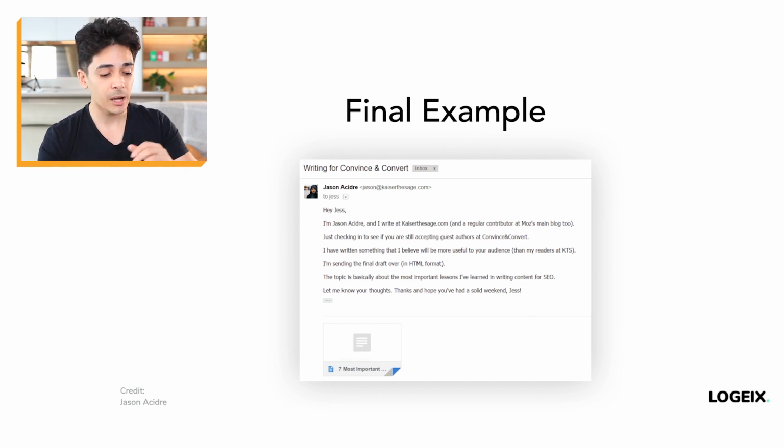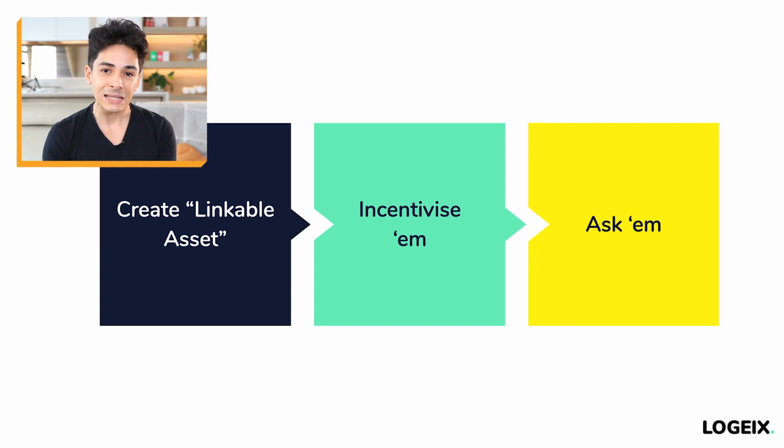So in short, if we just sum up the strategy, it's create a linkable asset. A linkable asset is just a really good piece of content or a tool or something like that that is engaging for webmasters to link to. Not necessarily for your typical reader, but it needs to be really compelling for another webmaster to want to link to this as being helpful for whatever reason.